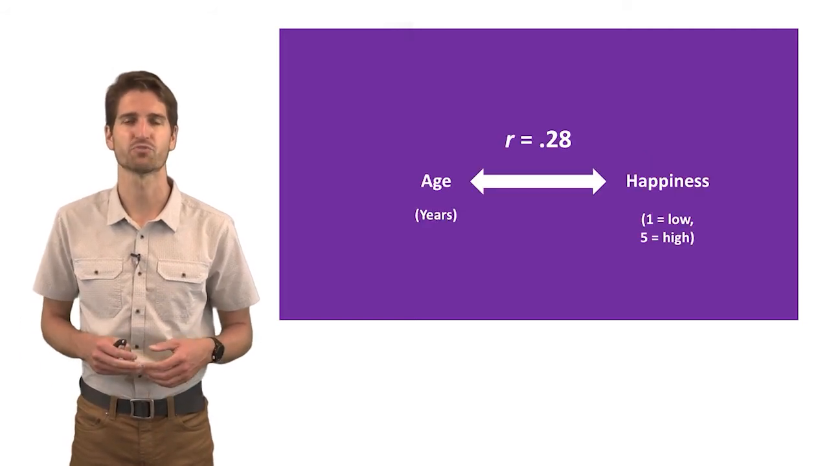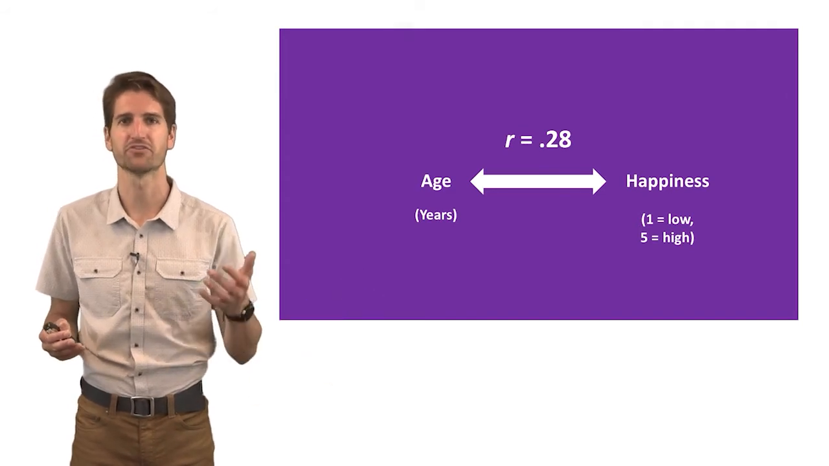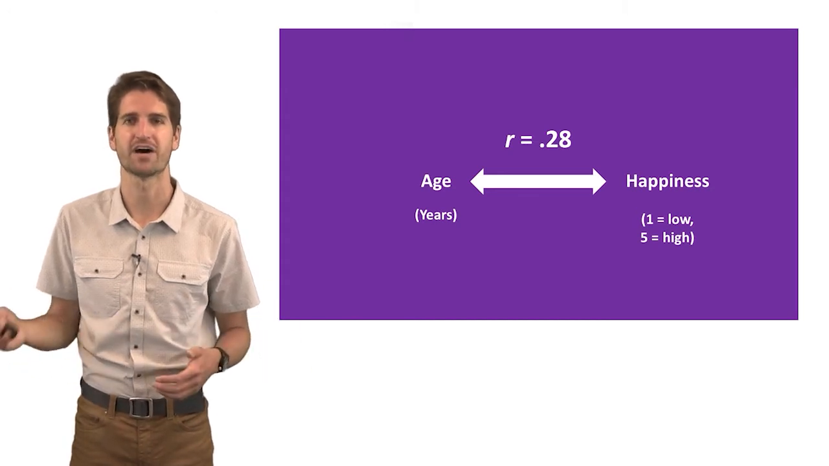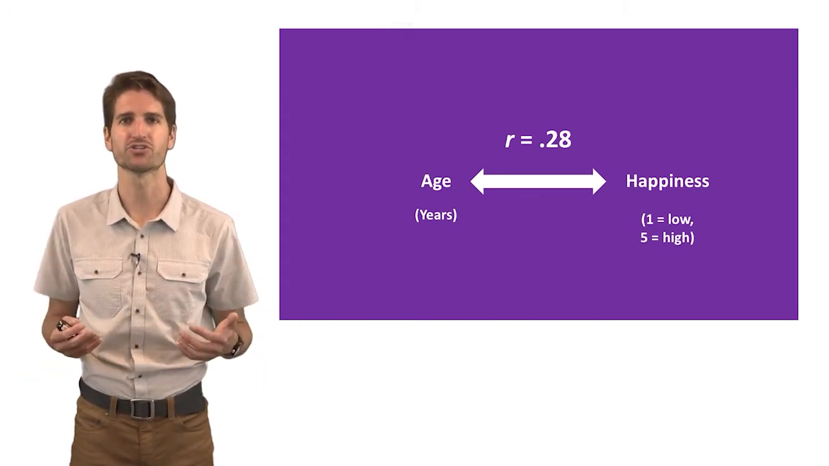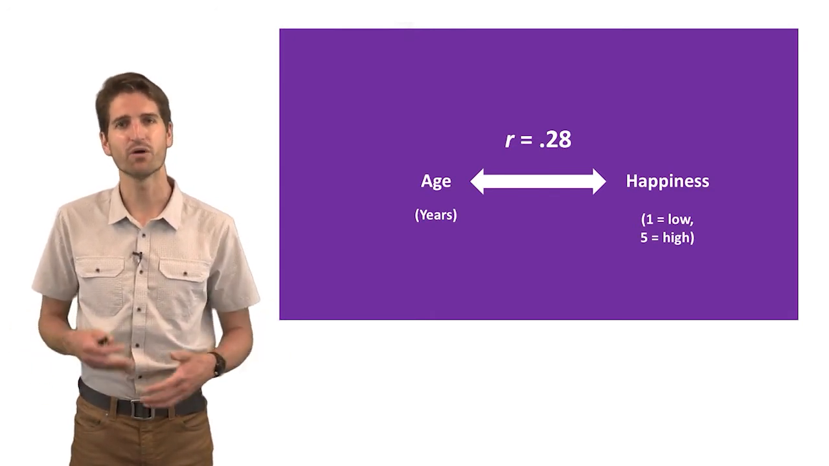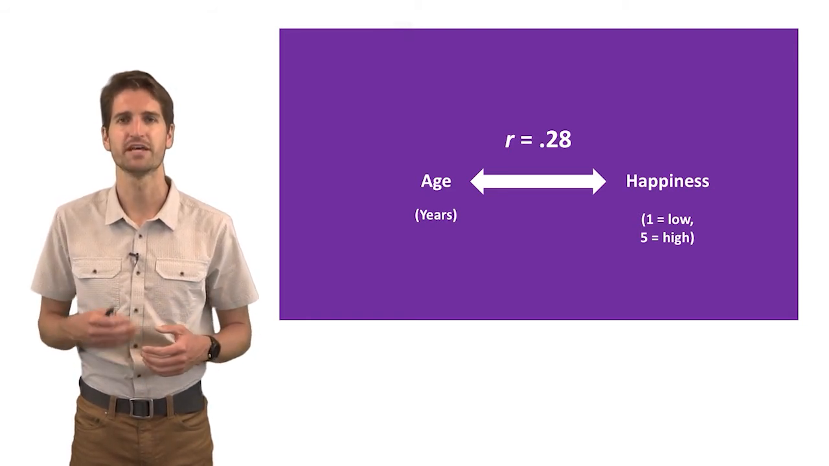And try to explain them in a way that a general person on the street can understand, as well as someone who's more statistically inclined might understand. So let's start with the first one here. The two variables are age, measured in years, where higher values mean higher years, and happiness, rated on a scale of 1, which is low happiness, to 5, which is high happiness. Here the correlation, let's assume it's statistically significantly different from 0, is 0.28. So how would you describe this relationship here? Take a moment, maybe pause the video and think about that.